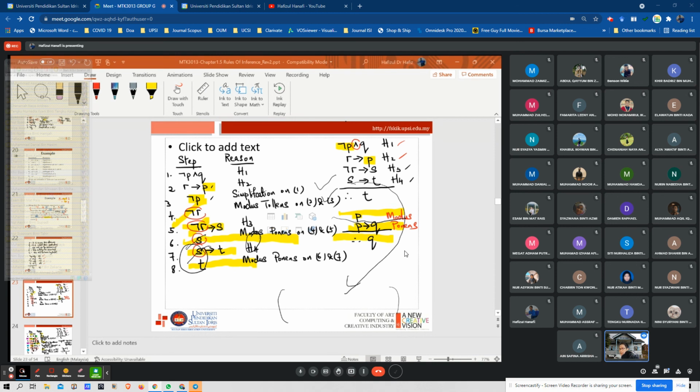So this one is a rule of inference. Okay, for modus ponens lah. Okay, modus ponens, which P is true, and if P implies Q, and then Q is true lah. Okay, same goes here. S implies T. Okay, whereby T is true lah.